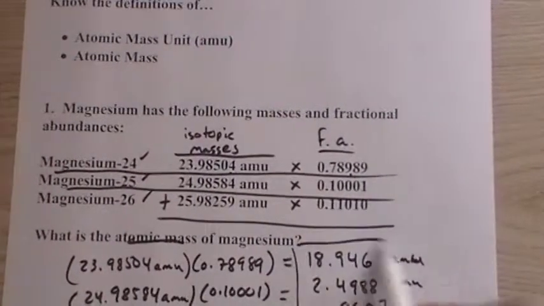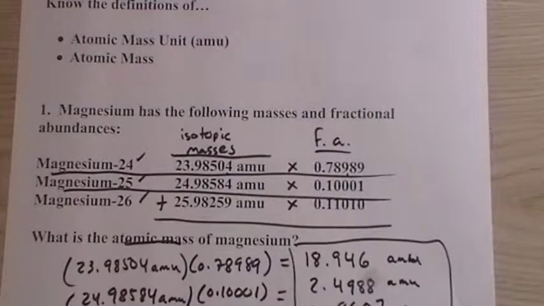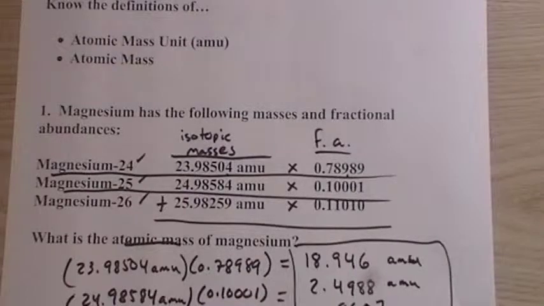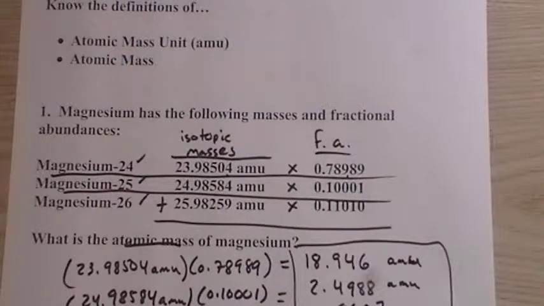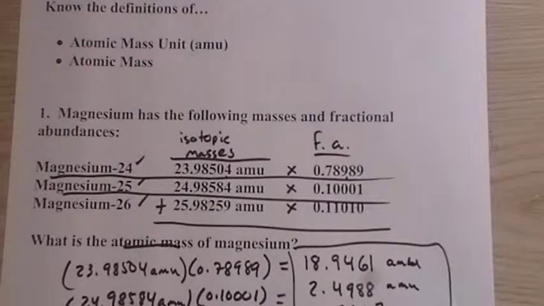Once we have these, then we add them. You don't multiply them, you don't divide them, you add them. So 18.946 plus 2.4988 plus 2.8607, and this comes up to be 24.3, and we have 3 decimal places here, so we have to stop at 24.306 AMU.